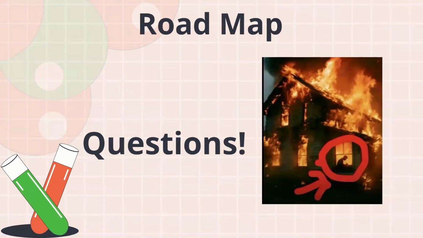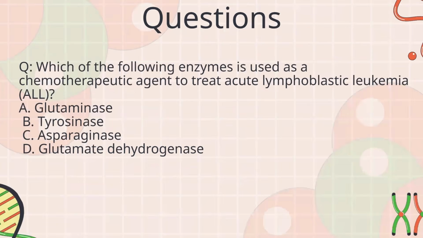Let's now get to the questions. Which of the following enzymes is used as a chemotherapeutic agent to treat lymphoblastic leukemia? For those who said C, you are correct. Asparaginase, because it converts asparagine into aspartate, so it makes asparagine not available as a growth source, something they can use to grow, which are your tumor cells and leukemia.